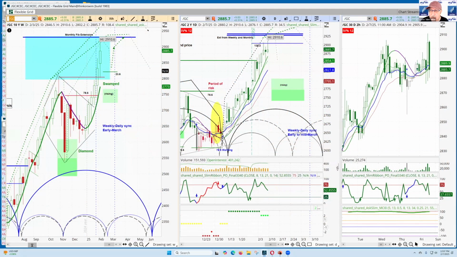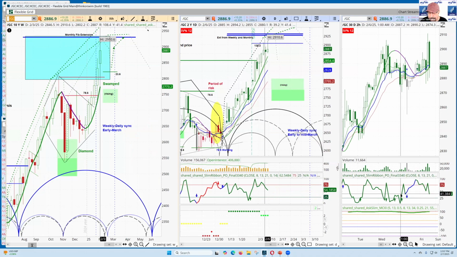You should be seeing my gold charts right now. We're looking at weekly and daily, and I have 2 hour up here also. So we're looking at that. The reason I have all three of those up here is because the 2 hour has a lot of our good information in here, specifically the market condition indicator, which is on the bottom.